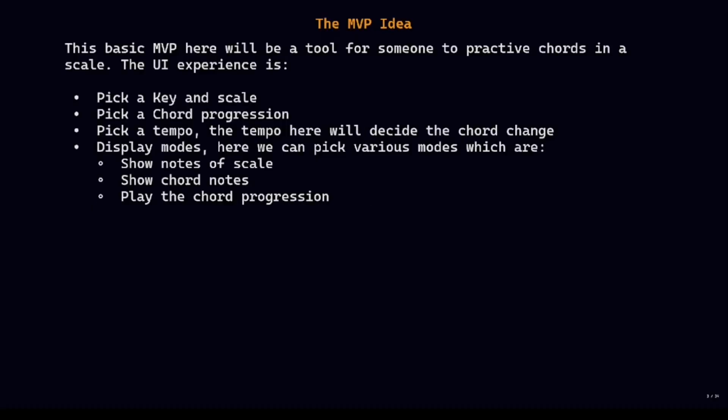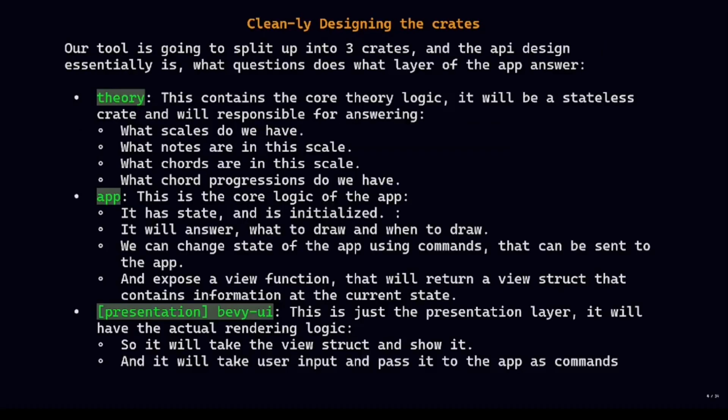So the MVP for the idea is you get a UI with a fretboard, then you pick a scale and a key, and then you can pick a chord progression and a tempo, and the tempo is going to decide, with the chord progression, what chords are going to be played when. And then when you click play, the scale is going to show what notes are in the scale, and then what chord is currently playing, so that it highlights those notes in particular, and also highlights what degree of that scale this chord is. So how do we cleanly design this application?